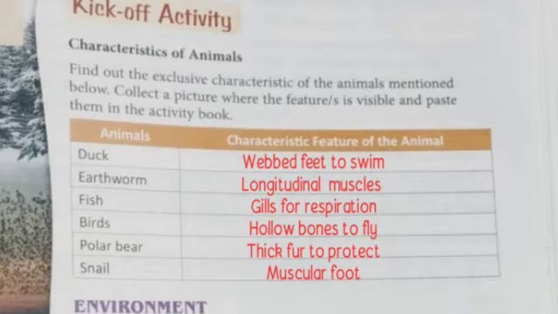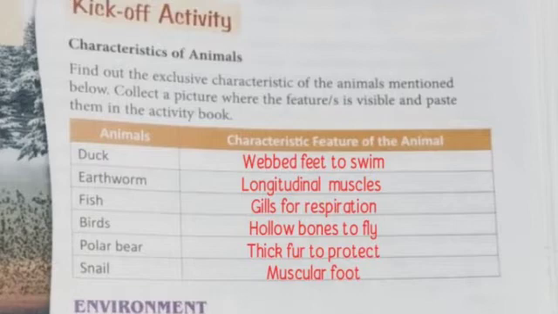Secondly, here are the names of some animals. You have to write a characteristic feature of the animal, at least one. I have written one. Duck. One characteristic feature of duck is webbed feet, which help them to swim. Earthworm. Earthworm has longitudinal and circular muscles.